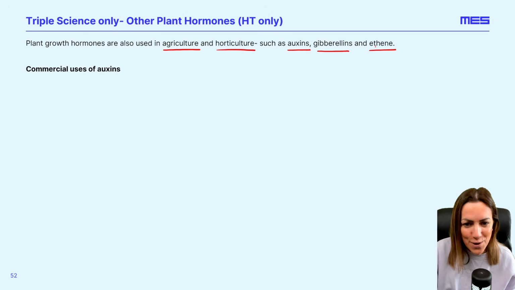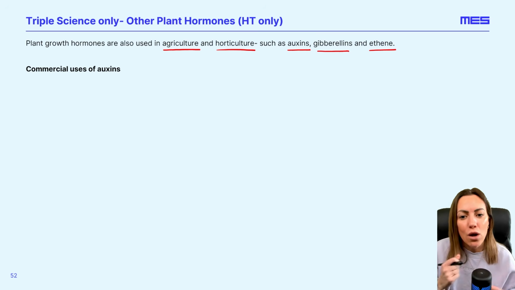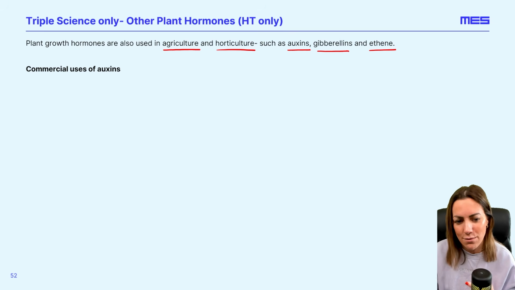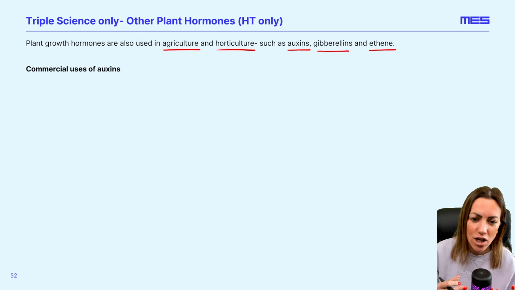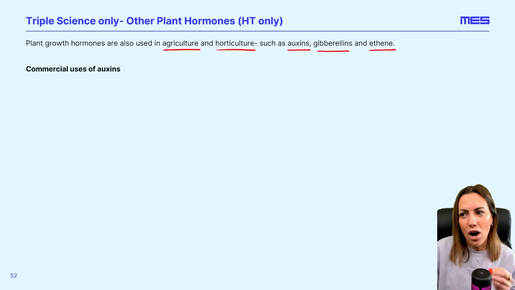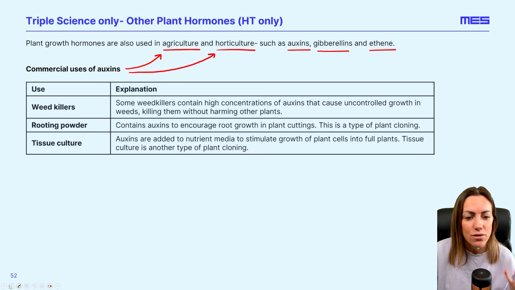So quick recap, we know that auxins are produced in the tips of the roots and the tips of the shoots. We know that auxins control tropisms, like phototropism, growth towards light, gravitropism, growth towards gravity. And we also know that where there's a higher concentration of auxin in shoots, it stimulates growth, and where there's a higher concentration of auxin in roots, it inhibits growth. So you learn about your auxins in relation to your tropisms, but these are commercial uses of auxins. So where we use auxins in other areas of agriculture and horticulture.